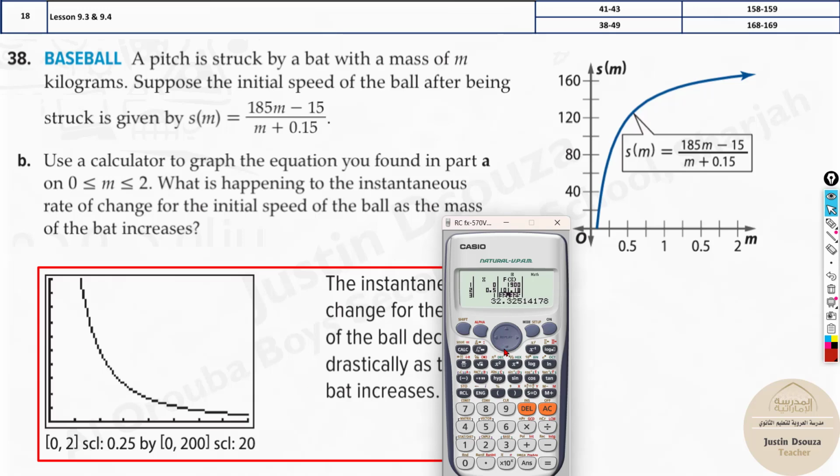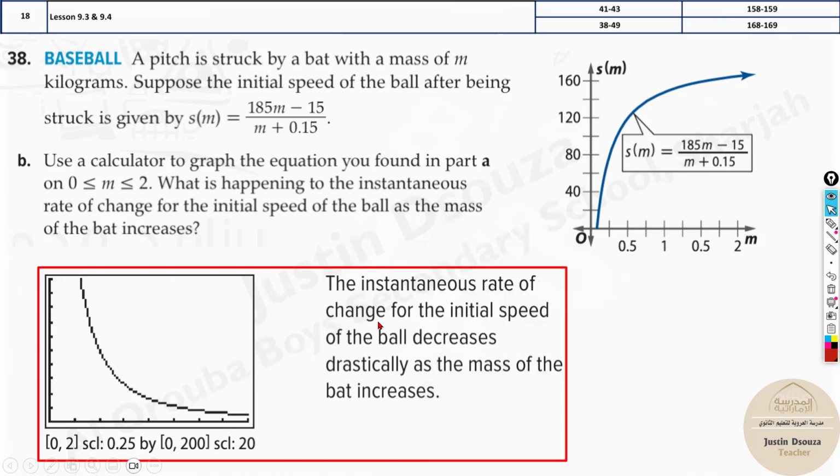Then you can see at 1 it's very less, 32. And then as it goes down, it nears a very, very low value. So this is the correct graph. Now what's happening here? As the mass was increasing, the speed increased, right? But here it's the other way around. As mass increases, the velocity reduces. See, the instantaneous rate of change of initial speed of the ball decreases drastically as the mass of the bat increases. So this is what we understand for the mass 0 to 2.